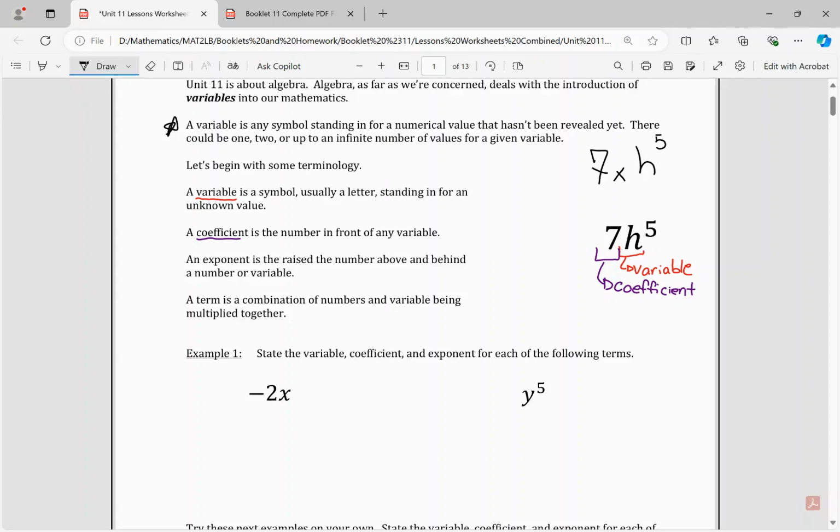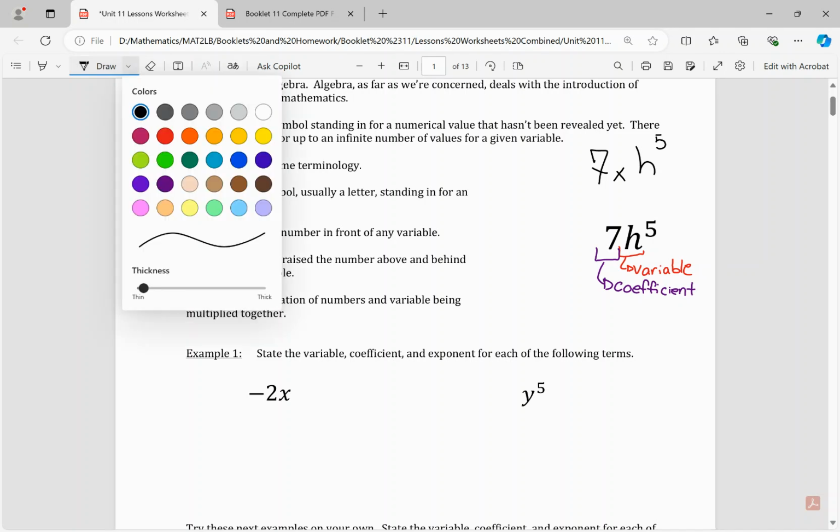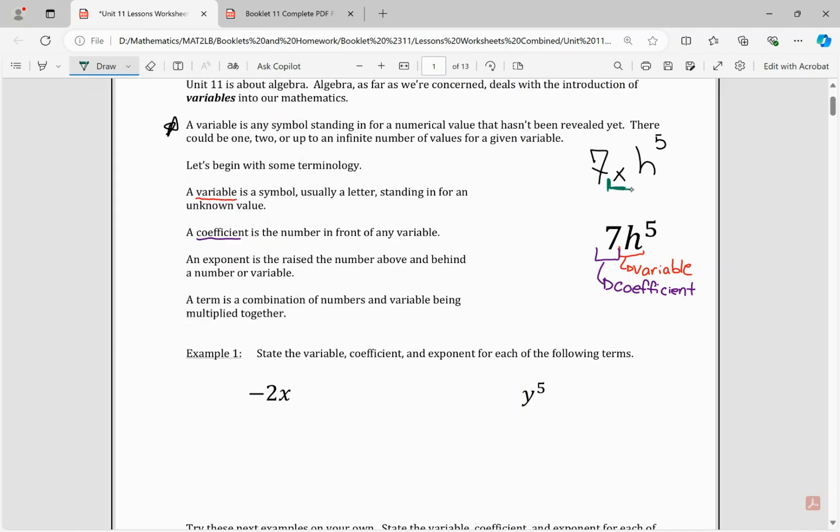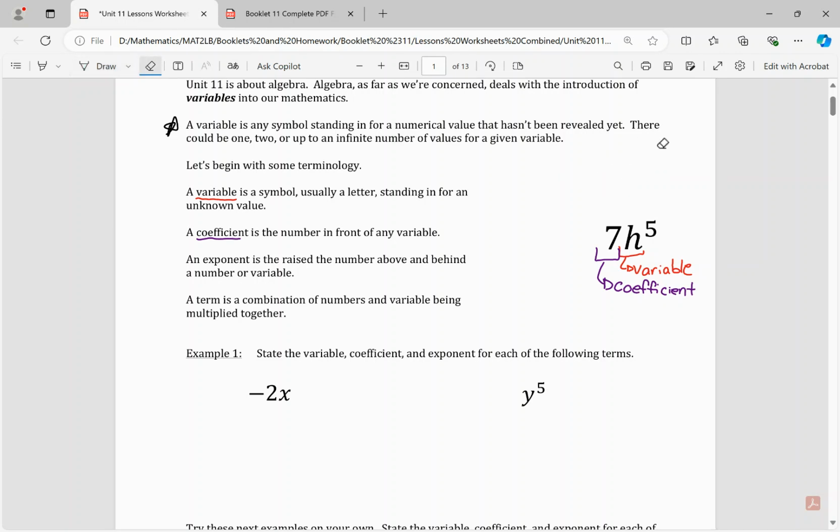Now, here's the problem, right? X could be its own variable. So this is confusing because I don't know if you're multiplying or I don't know if this is a variable. So we stop using x to show that we're multiplying. That is why I have this diagram 7h to the power of 5. And when a number and a variable are right next to each other, you assume that they're being multiplied by each other.